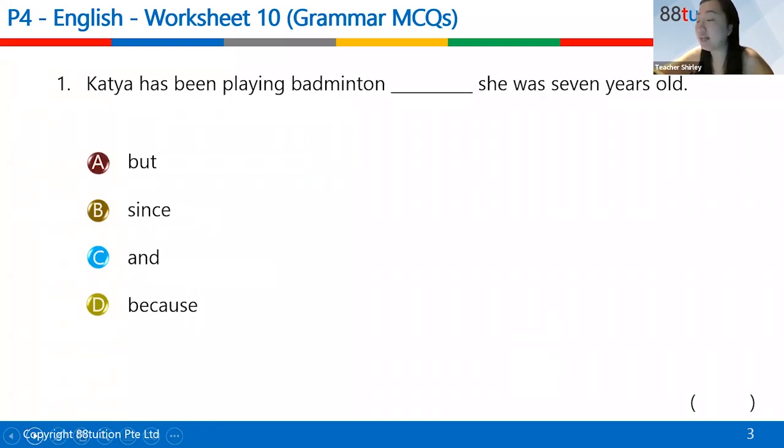Katya has been playing badminton since she was 7 years old. I think you managed to get this correct. Since, very good. So basically she has been playing starting from 7 years old onwards. Has been playing means present perfect tense.